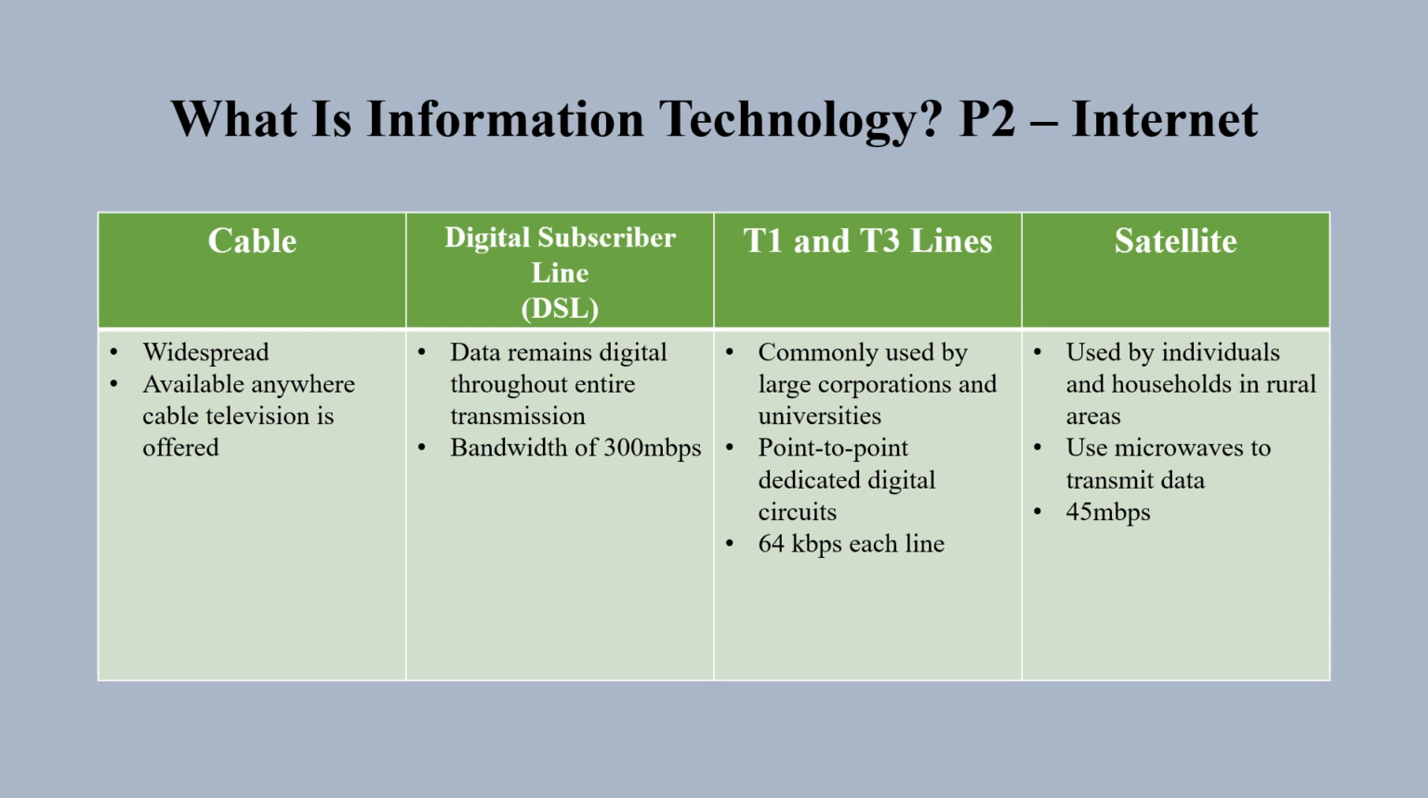Satellite. Satellite is used by individuals and households in rural areas. They use microwaves to transmit their data, and their speed is 45 Mbps.